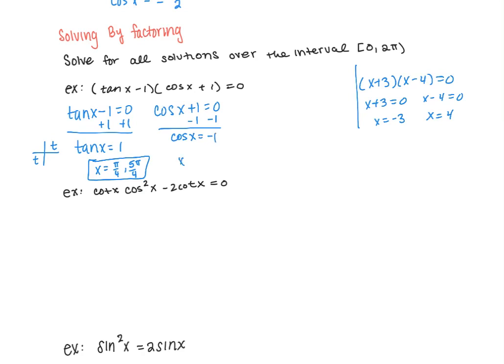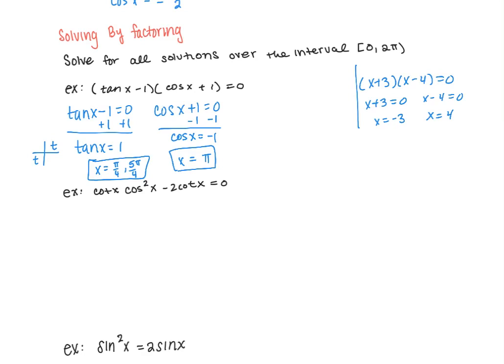There's only one value on the unit circle that has a cosine of -1, and that is at pi. So this has 3 answers to it. That one was nice because they already factored it for you, and you just set each factor equal to 0. It's not always going to be that easy.